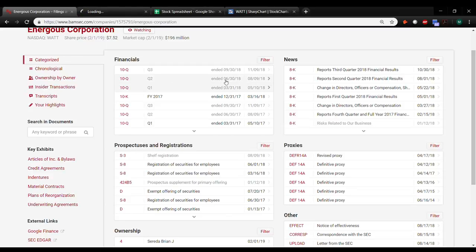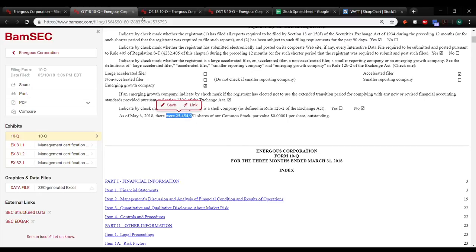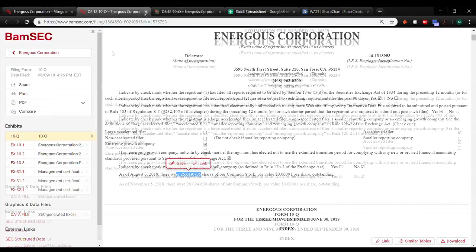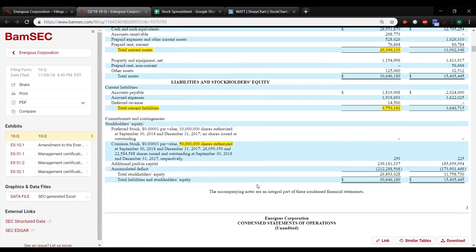Really the quickest way you can do it is to punch up the most recent 10Qs. Look, 25 million shares. You can jump to the next quarter, 25 million. So the next thing, cash, obviously pretty important.